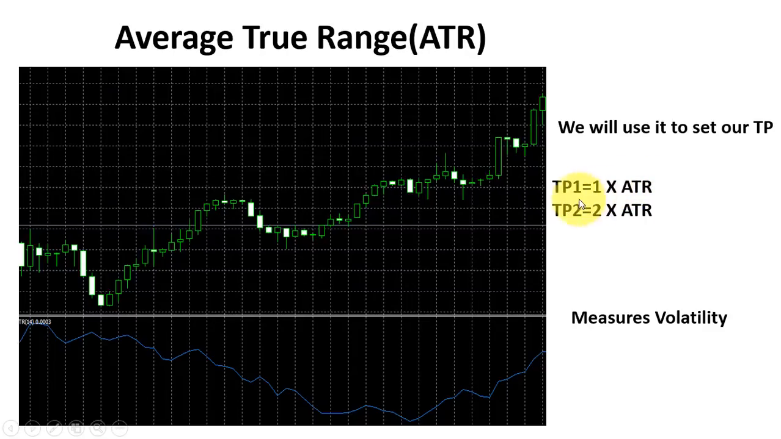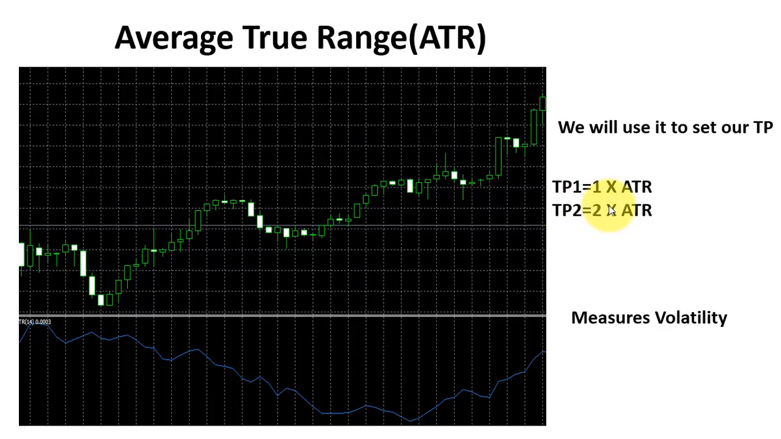So for our strategy, we will set two take profit targets, TP1 and TP2. The first one is 1 multiplied by the value of ATR. The second is 2 multiplied by the value of ATR. So the importance of that is you can use any time frame you want, 5 minutes, 15 minutes, 1 hour, daily, any time frame. Just know what the value of the ATR of the time frame you are using is and multiply it by 1. For the second take profit, you multiply it by 2.